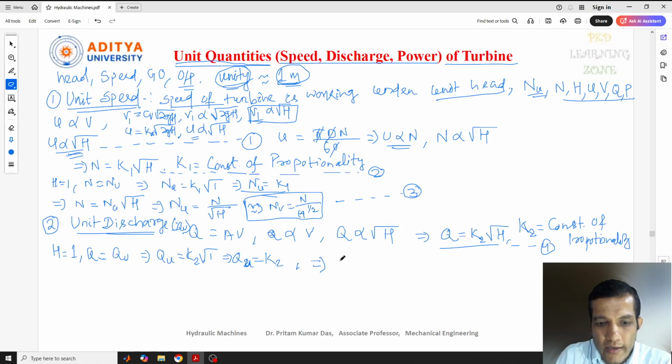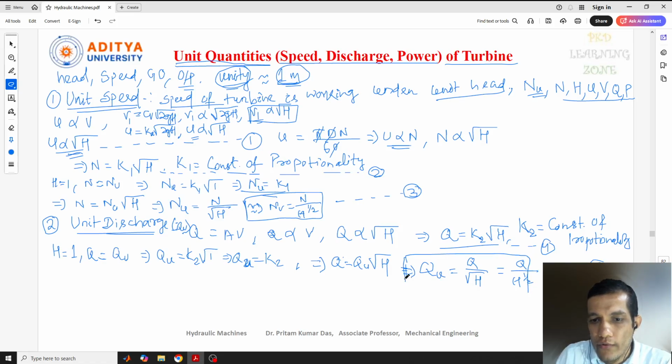Now we can write here, this is our Q equal to, what is the value of K2? That is QU. So QU and root over of H. Now we can write this is QU because our requirement is to find out the value of unit discharge, that is QU. So we can write this as Q by root over of H, and also we can write this as Q by H to the power 1 by 2. This is our equation 5. So this is the value of unit discharge.